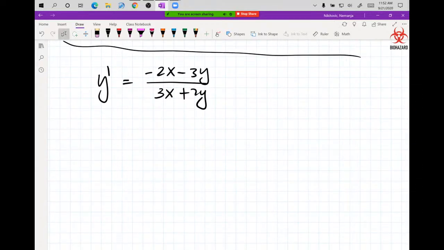So you can't separate these variables because you can't get x's and y's away from each other so that you can put them on two different sides. There is literally nothing you can do to do this, right? So now we are supposed to figure out, what else can we do? Can we use substitution? Can we use integrating factor, right?